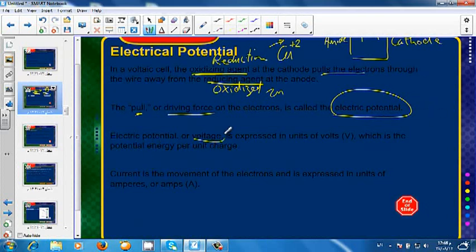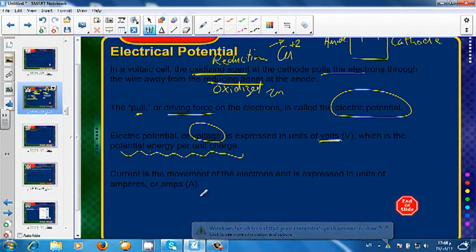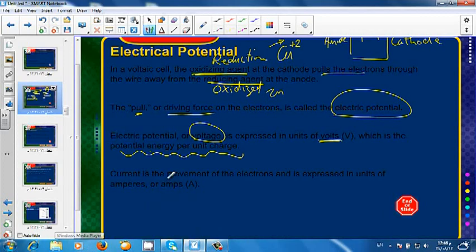So the electric potential or the voltage is expressed in units called volts, which is the potential energy per unit charge. It means how much energy is given to a unit charge to move. If the charge carries much energy, it will travel faster, giving you higher current. If the charge doesn't have enough energy, low energy means low voltage, so the charge will move slowly, giving you lower current. Current is the rate at which electrons move, expressed in units of amperes. So the ampere is the unit for measuring the current.